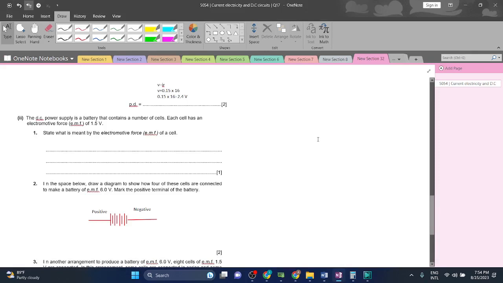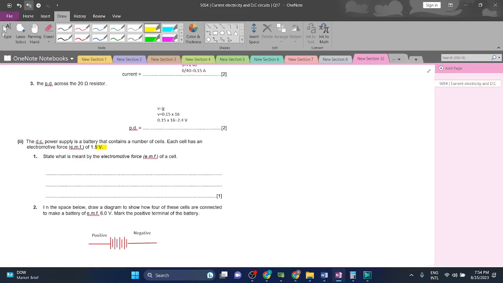3. The DC power supply is a battery that contains a number of cells. Each cell has an electromotive force of 1.5 volts. State what is meant by the electromotive force. You can represent electromotive force with this formula: voltage is equal to work done divided by charge. And what does this mean? This means the EMF is the amount of work done required by the cell to move a unit charge around a closed circuit. I am writing it down.